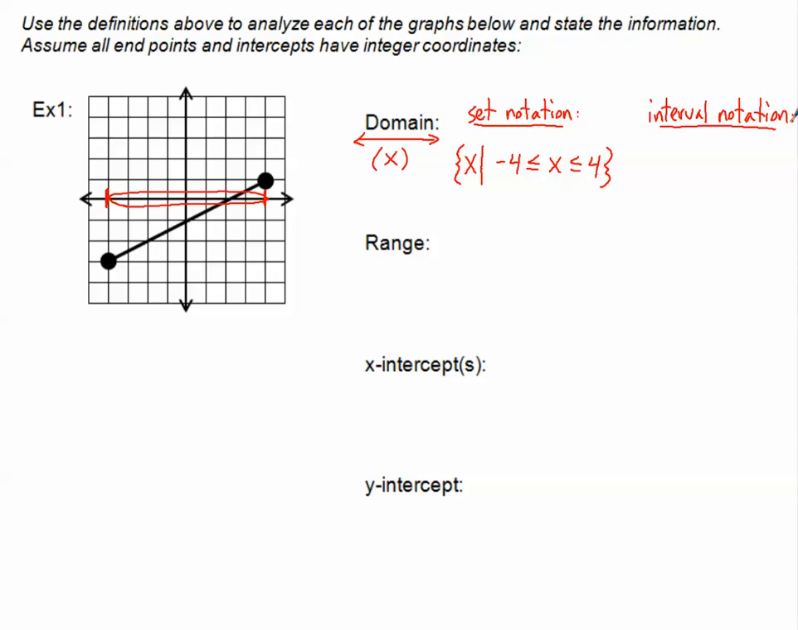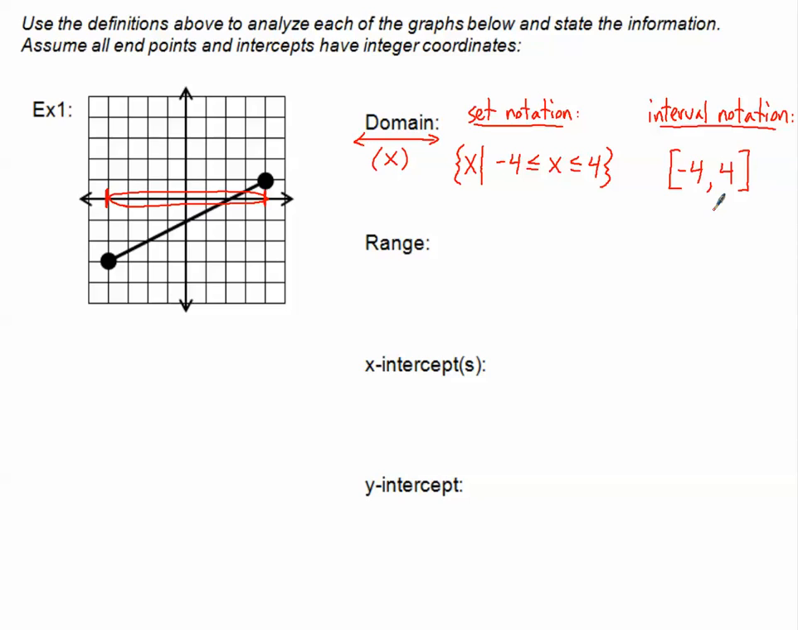Interval notation is just the interval of the x numbers that we're using, starting with -4, including it, and ending with +4, including it. Since we're including them, we use brackets. Bracket with the -4, bracket with the positive 4, and we just separate the two numbers with a comma.